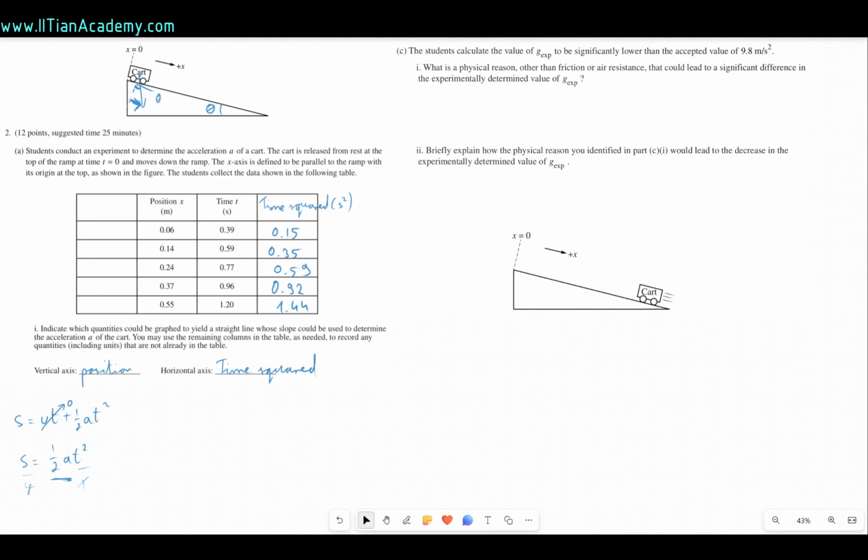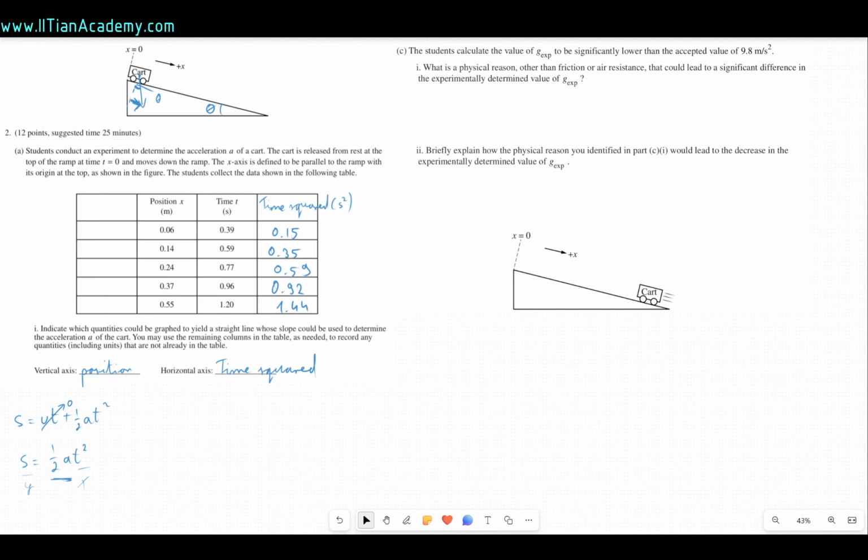In part C, we are told that the students calculate the value of g to be significantly lower than the accepted value of 9.8 meters per second squared. We need to state a physical reason other than frictional air resistance that could lead to this significant difference in the experimentally determined value of g. And well, there are several reasons we could note here.